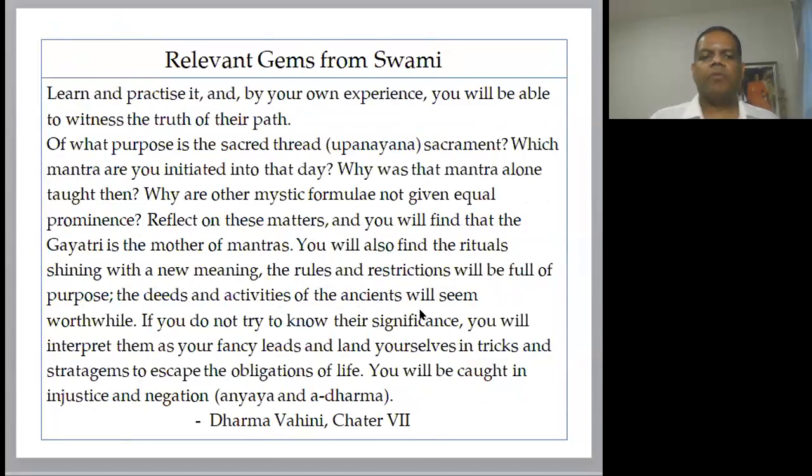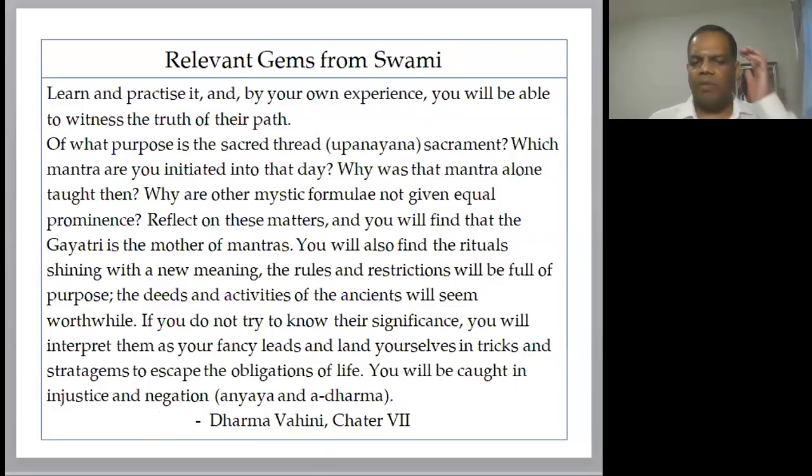The rules and restrictions will be full of purpose. The deeds and activities of the ancients will be seen worthwhile. If you do not try to know their significance, you will interpret them as your fancy leads and land yourself in tricks and stratagems to escape the obligations of life. You will be caught in injustice and negation, anyaya and adharma.